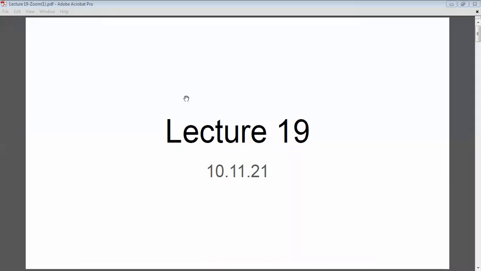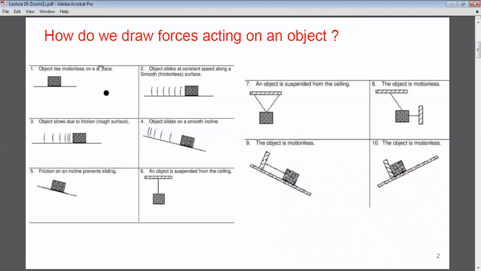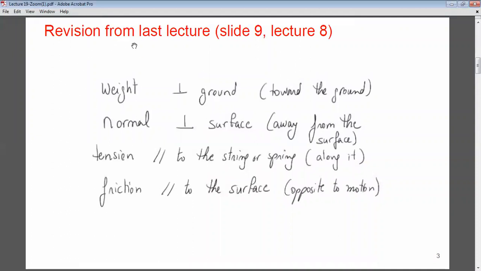So let's assume we have these objects, okay? Let's assume we have these objects, number 1, 2, 3, 4, until number 10. And the question is asking me to draw the forces acting on each of these objects, okay? As a reminder from yesterday, these are the 4 forces we will be dealing with primarily for the rest of this chapter. Of course, if there are other forces, the question will illustrate that for us.